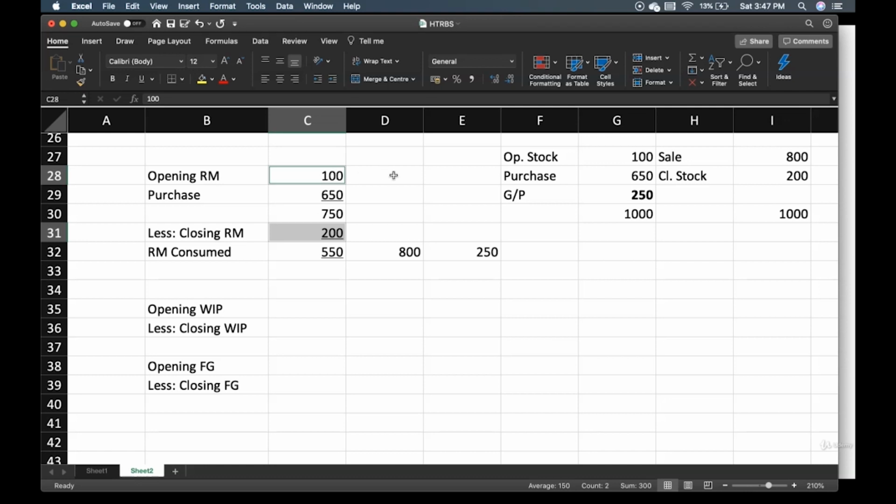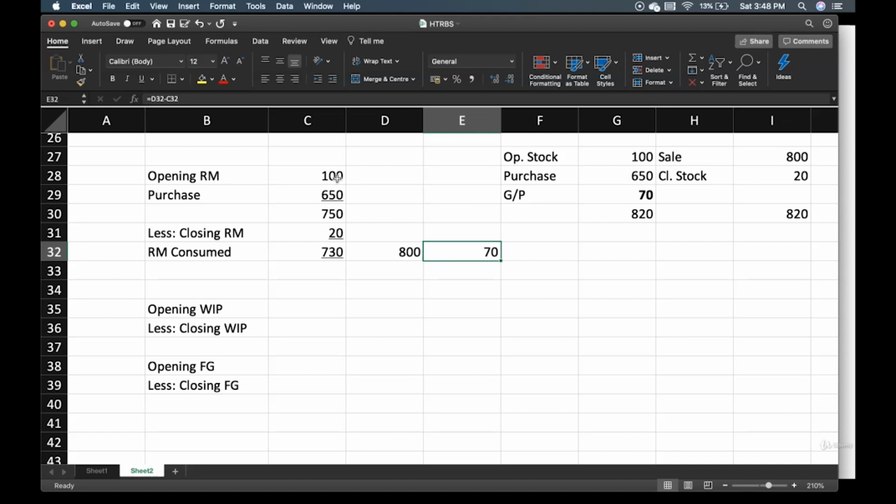See, when that will arise, look at this. You had 100, you purchased 650, and let's say your closing stock is only 20. In that case, what happened? Your raw material consumed got changed as 730. You sold it for 800, so you made a profit of 70.